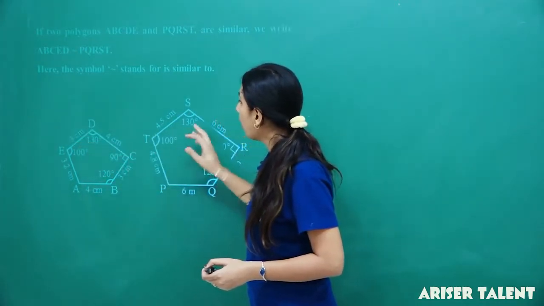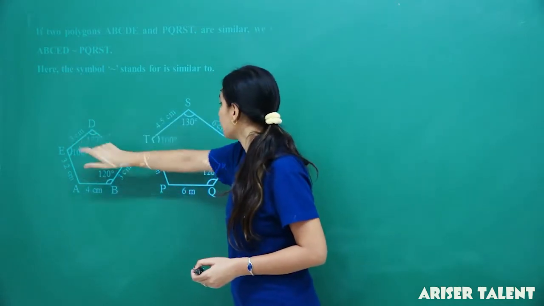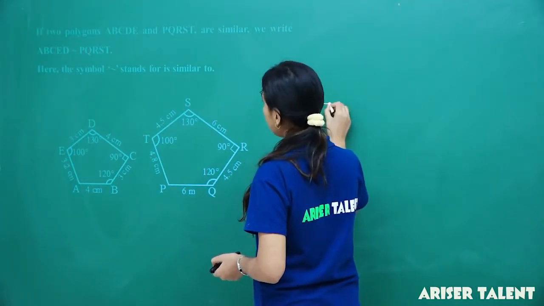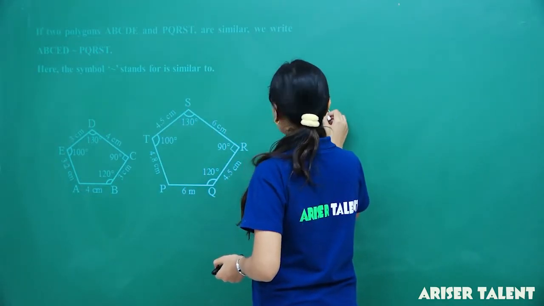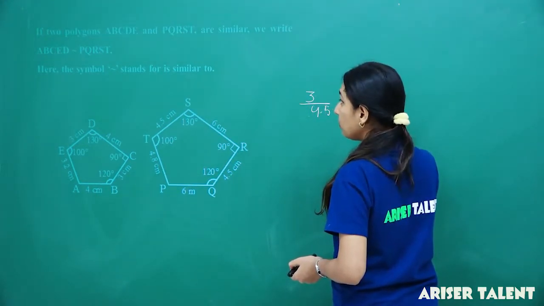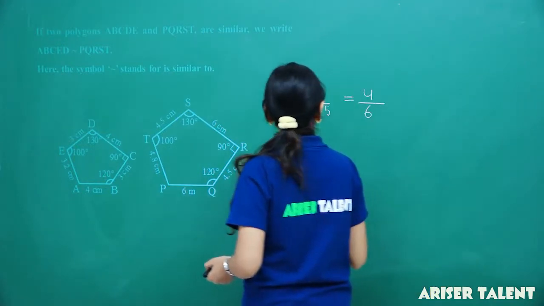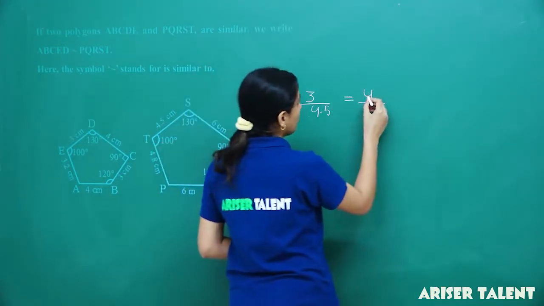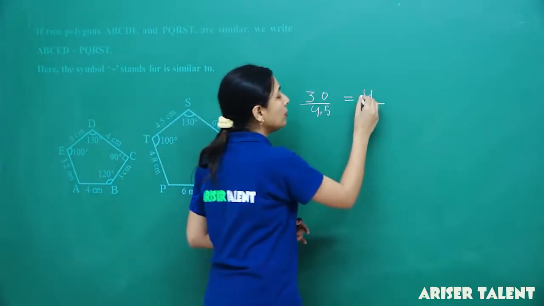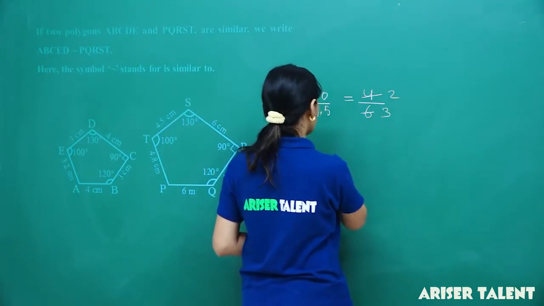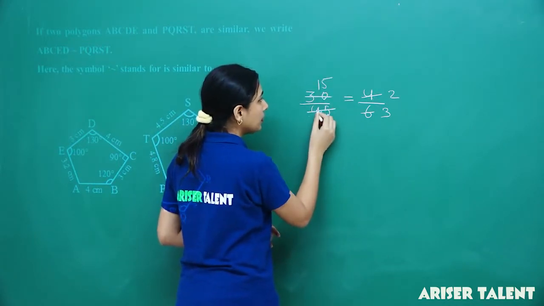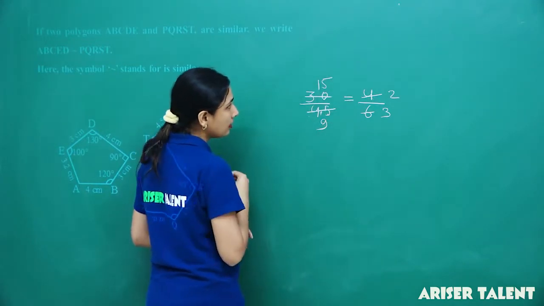Now, if we talk about the sides here, let us see: 3 centimeter upon 4.5 centimeter should be equal to 4 centimeter divided by 6 centimeter. That will give you 30 by 45. Now, this will be 2 and 3, right. Now, this will be 15 and this will be 9.